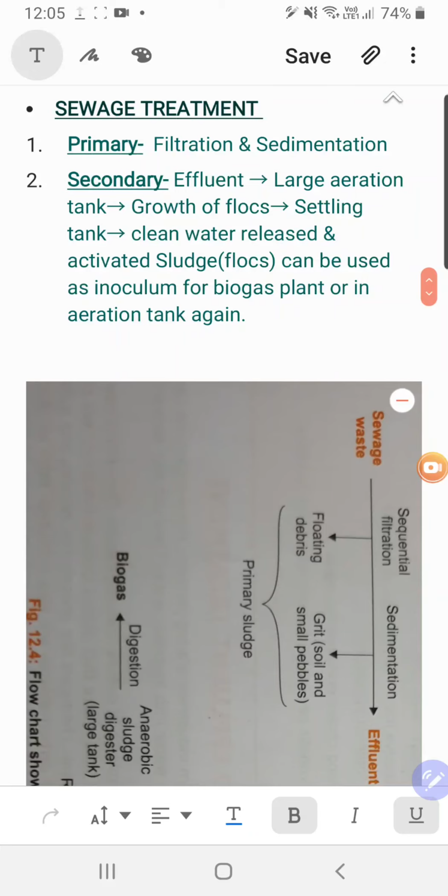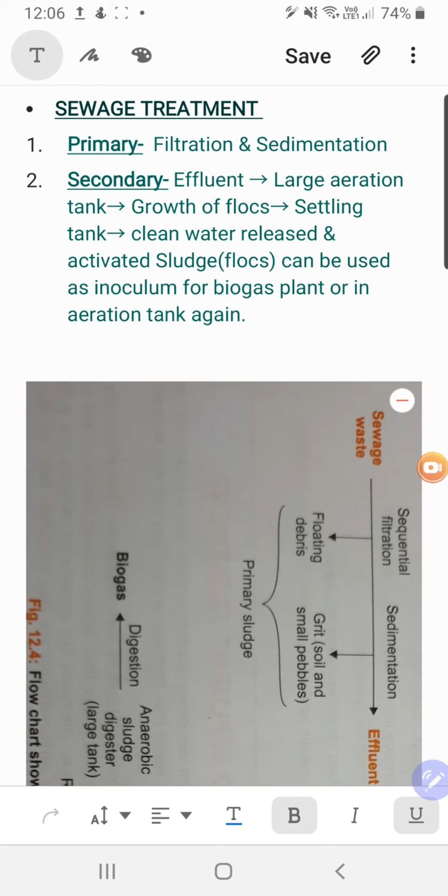So children, you can see the heading sewage treatment. If you see that the whole treatment procedure is divided into two categories, actually it is three: primary, secondary and tertiary. Tertiary is not there in your syllabus, but I'll be giving you some idea about that. But most importantly, you have to undergo all the important keywords that I have mentioned for primary and secondary.